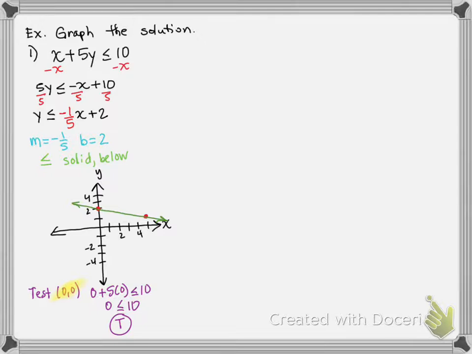Okay, and you could shade with a highlighter too. Let's do that. So we're going to shade over 0, 0. Okay, and you can test any point in that area, and it should come out to a true statement, and vice versa. I can choose any value above the line, and it should give me a false statement.